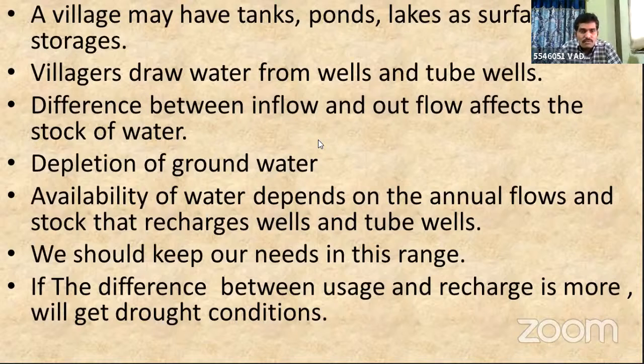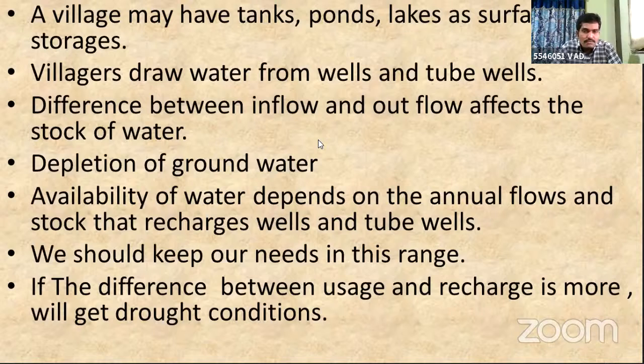The difference between inflow and outflow affects the stock of water. In the rainy season, some of the water goes into the ground and becomes groundwater. If the difference between the recharge or percolation of rainwater and the drawing out of groundwater is large, that automatically leads to depletion of groundwater. We should recharge more water into the ground, then only can we get more water. In many villages, 20 or 30 years ago, we had water at a depth of 5 feet or 10 feet. But now water is not available at 5 or 10 feet. That is nothing but depletion of groundwater.